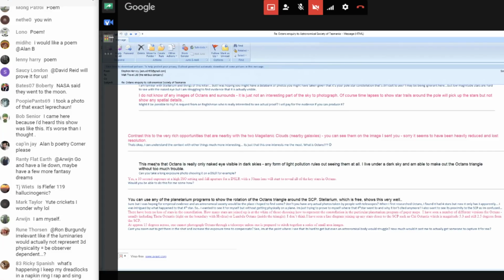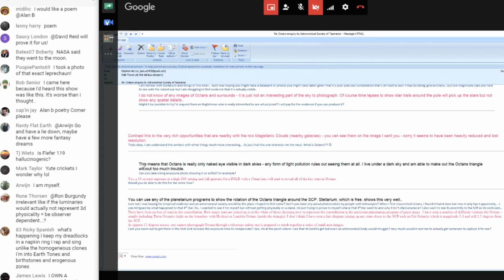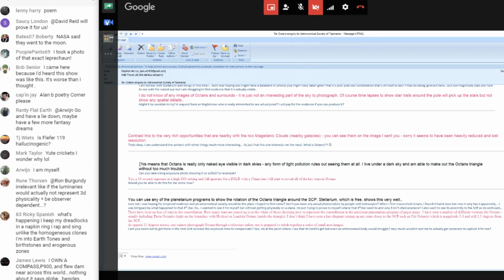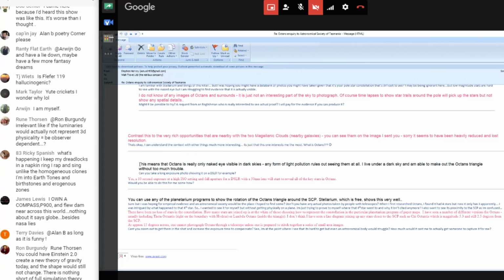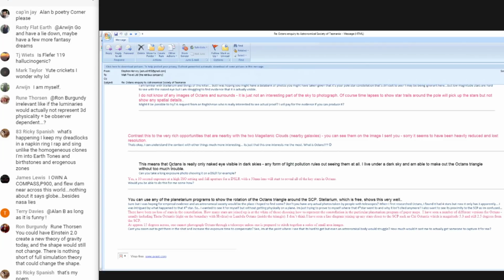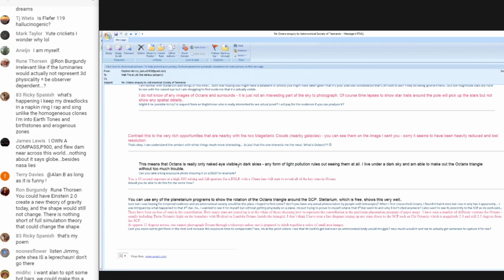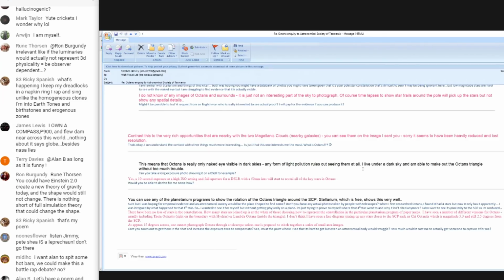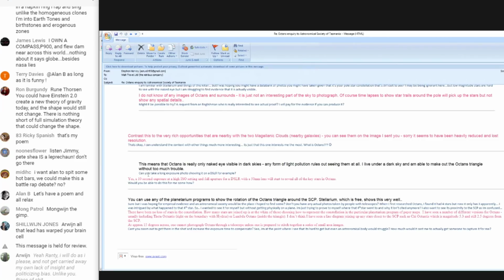So I'm going to read because it's small and I can't get it any bigger. Basically, this is what he's saying to me. I've asked him, can he get Octans? Because I wanted to see it. And he says, quote, "This means that Octans is only really naked eye visible in dark skies. Any form of light pollution rules out seeing them at all. I live under a dark sky and I'm able to make out the Octans triangle without too much trouble."